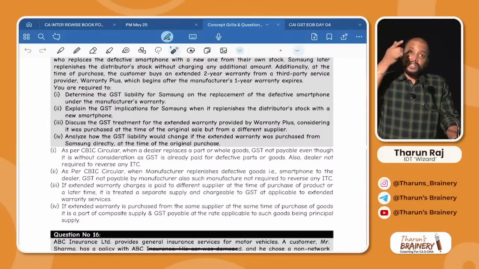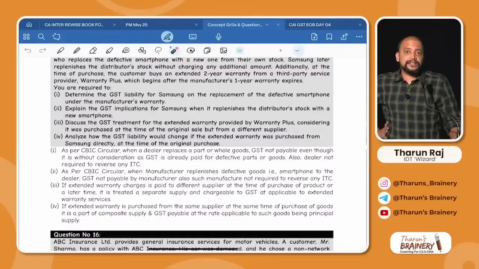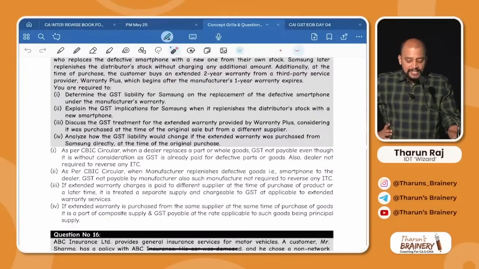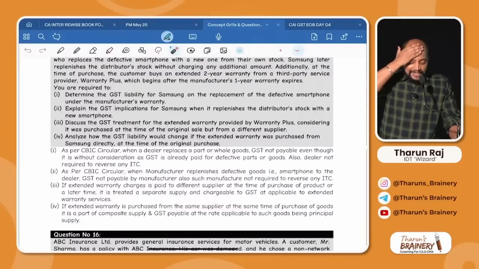And can the manufacturer take ITC? Yes. Read the answer to the second part. As per CBSE circular, when manufacturer replenishes defective goods, that is smartphone, to the dealer, GST not payable by manufacturer. Also, such manufacturer not required to reverse any ITC. Third question. Discuss the treatment for the extended warranty provided by Warranty Plus.